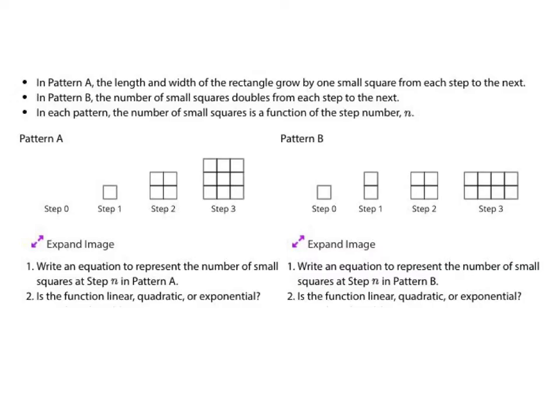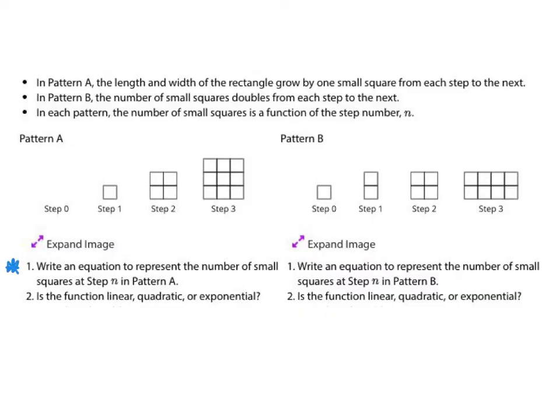In pattern A, the length and width of the rectangle grow by one small square from each step to the next. In pattern B, the number of small squares doubles from each step to the next. In each pattern, the number of small squares is a function of the step number, n. So let's see if we can write some equations. Write an equation to represent the number of small squares at step n in pattern A.